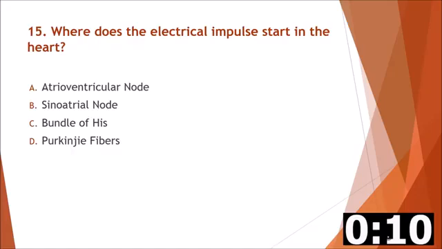Next one, where does the electrical impulse start in the heart? A, atrioventricular node. B, sinoatrial node. C, bundle of His. D, Purkinje fibers. 10 seconds.